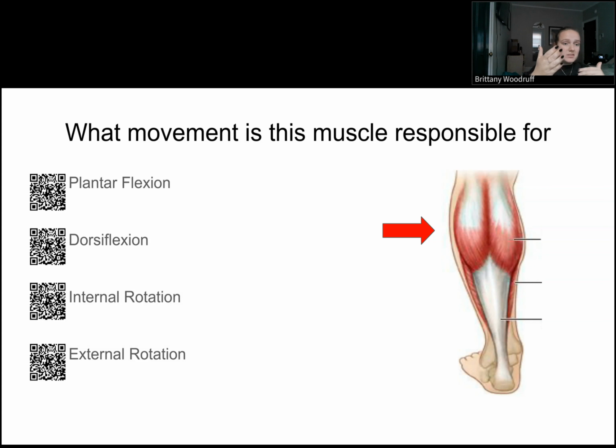We've actually already seen this question, just worded differently. I asked you guys in chapter 9, which muscle is responsible for plantar flexion? The answer is gastrocnemius. This is the gastrocnemius muscle, so this muscle is going to be responsible for plantar flexion. Looking at the back of the calf, when you shorten that back of the calf, it pulls up on the back of the ankle and causes your toes to go downwards.